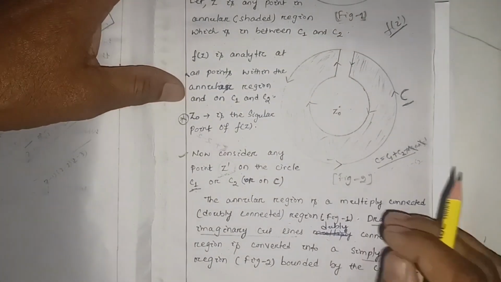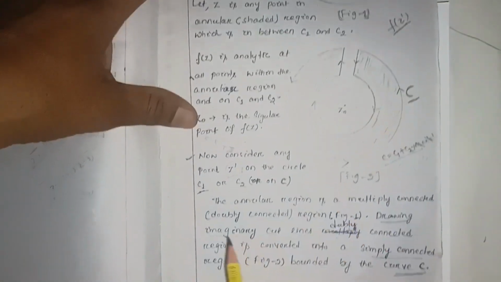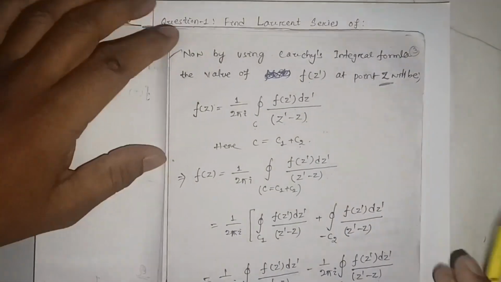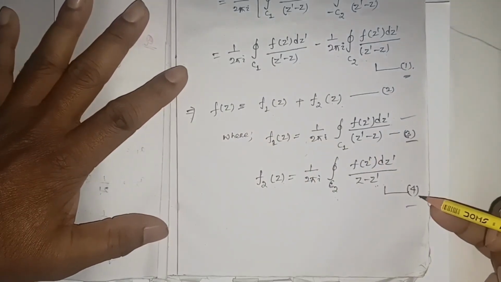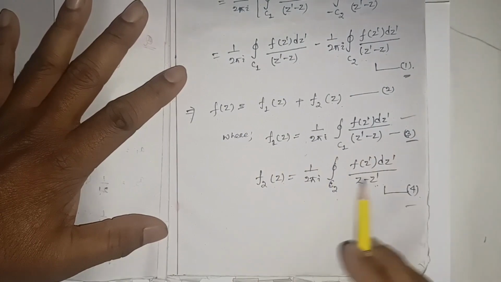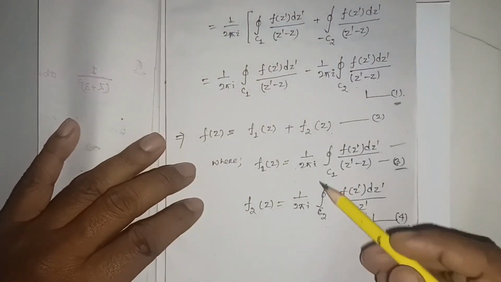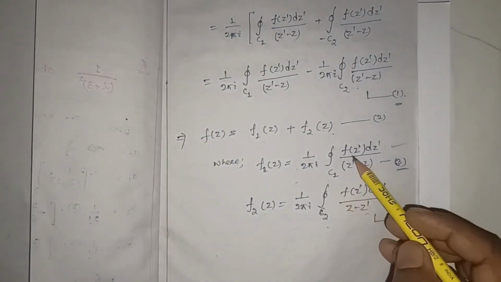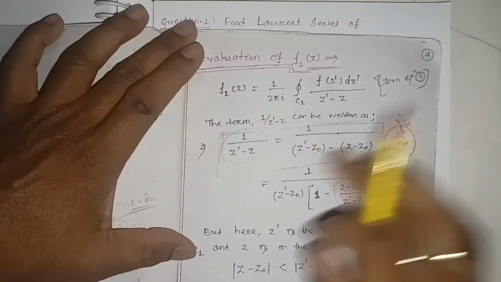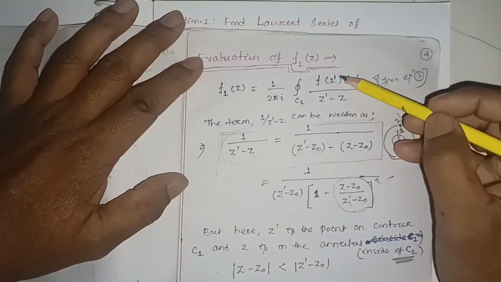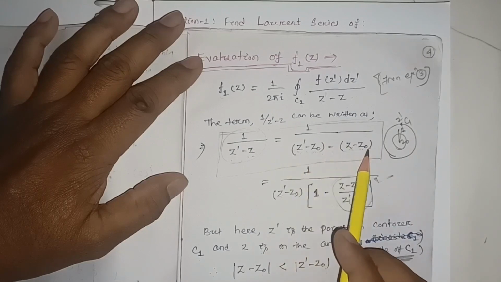Then we solved it using a crosscut, converting this into a doubly connected region, and applied Cauchy's integral formula. We found equation number 3 and equation number 4: f1(z) equals this, f2(z) equals this. To evaluate f1(z), which is 1 by 2 pi i, the closed integral over C1 of f(z') dz' by (z' minus z), we wrote the factor 1 by (z' minus z) in this format: (z' minus z0) minus (z minus z0).